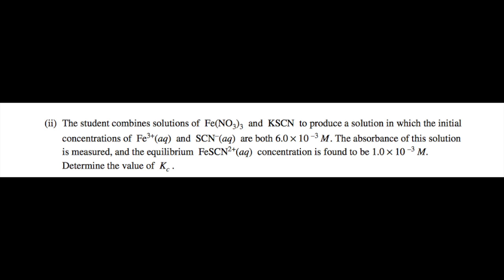Okay, so the next question says, the student combines solutions of FeNO3 and KSCN to produce a solution in which the initial concentrations of Fe and SCN are both 6 times 10 to the negative third molarity. The absorbance of this solution is measured, and the equilibrium FeSCN concentration is found to be 1.0 times 10 to the negative third molarity. And then it asks us to determine the value of K.